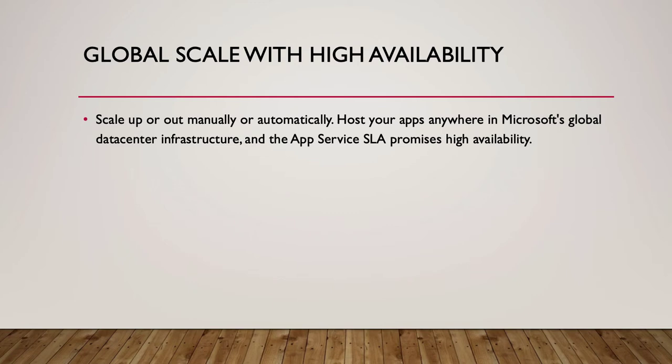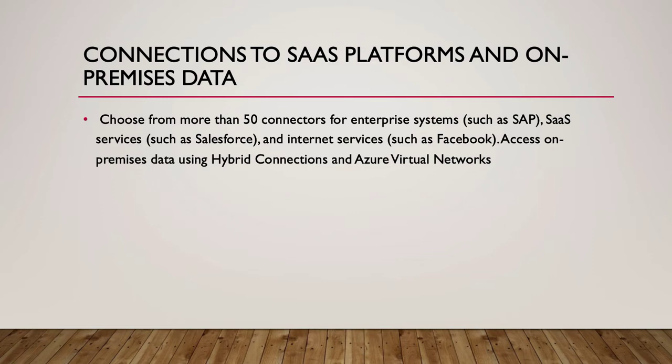You also get the global scale with high availability. This means you can scale up or out manually or automatically based on how you choose. Host your apps anywhere in Microsoft's global data center infrastructure, and the app service level agreement promises high availability to you. Think about the amount of burden and overhead which is going to be removed from your shoulders when you're using Microsoft Web Apps in order to run a mobile app compared to running your own virtual machines with all those hassles of load balancing, data centers, and all that.